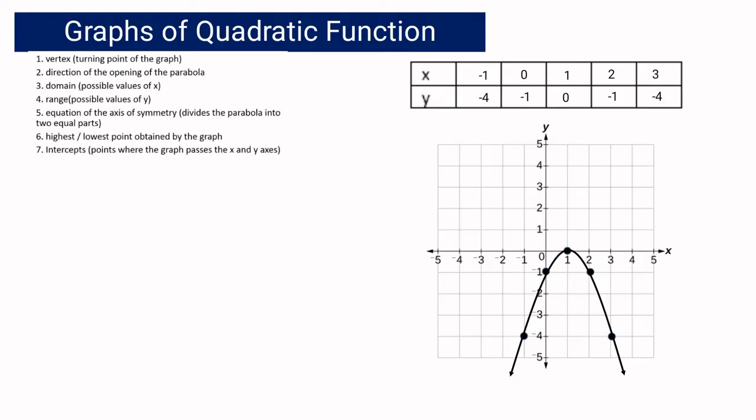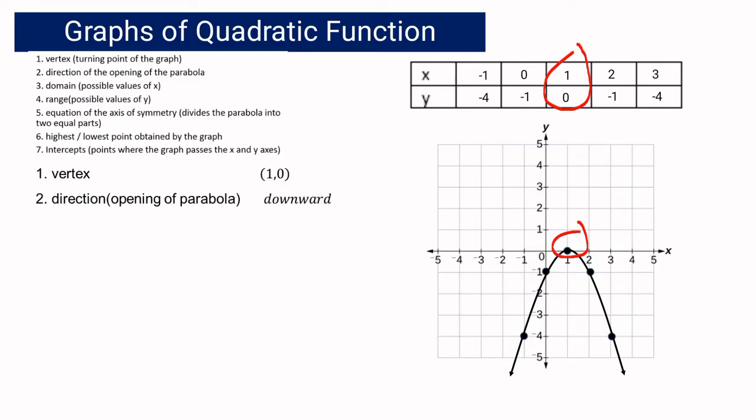Let us now get the characteristics. Let us begin with the vertex. Again, this is your vertex, the turning point. This is also the value of h and k. So our vertex is 1, 0. The next is the direction of the parabola this time around. What is the direction of the parabola? Yes, it is now downward.